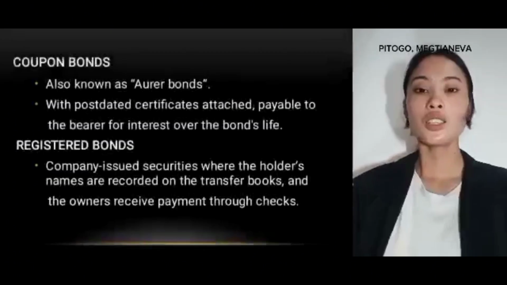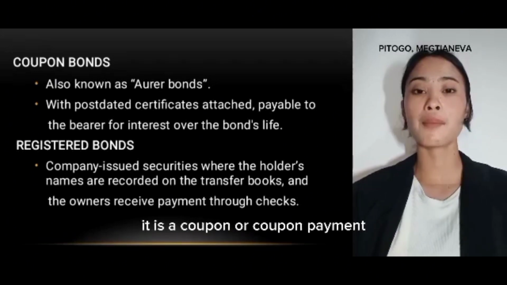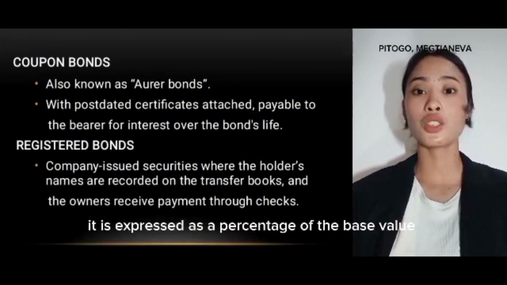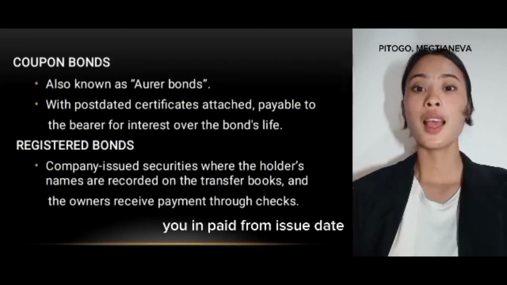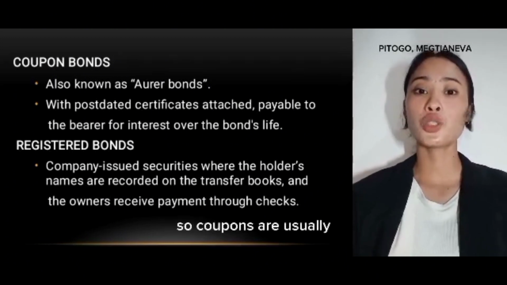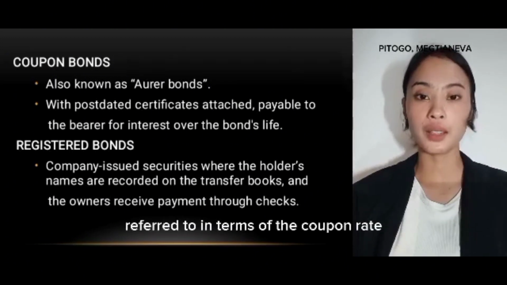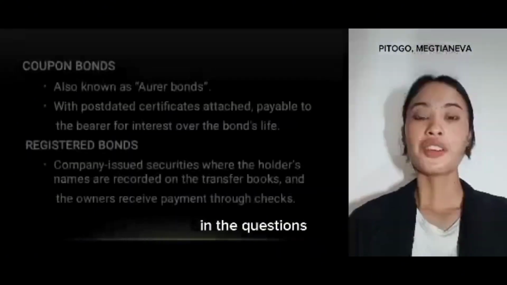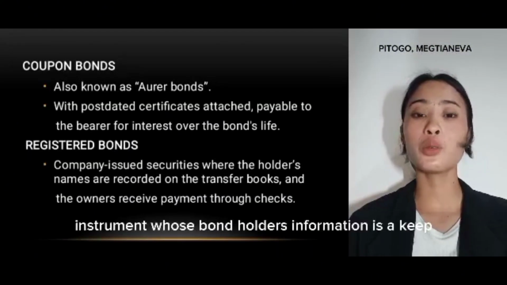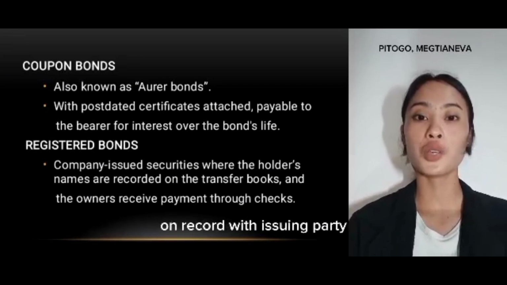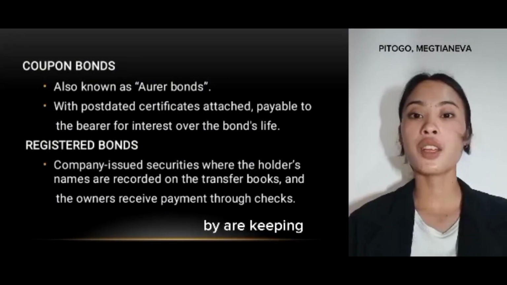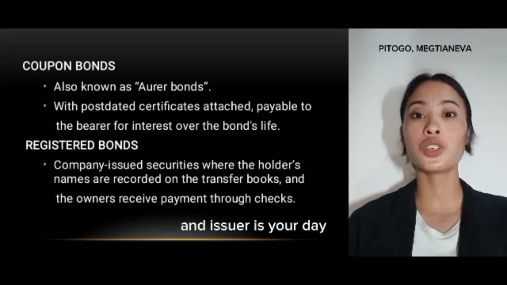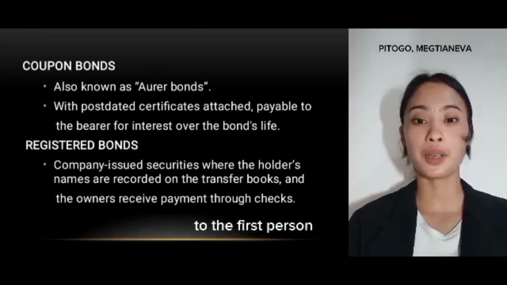annually and semi-annually. Coupon bonds have a coupon, or coupon payment. It is the annual interest rate paid on a bond, expressed as a percentage of the face value and paid from the issue date until maturity. Coupons are usually referred to in terms of the coupon rate, which is the sum of coupons paid in a year divided by the face value of the bond. Registered bond is a debt instrument whose bondholder's information is kept on record with the issuing party by archiving the owner's name, address, and other details, so the issuer ensures they are making the bond's coupon payments to the correct person.